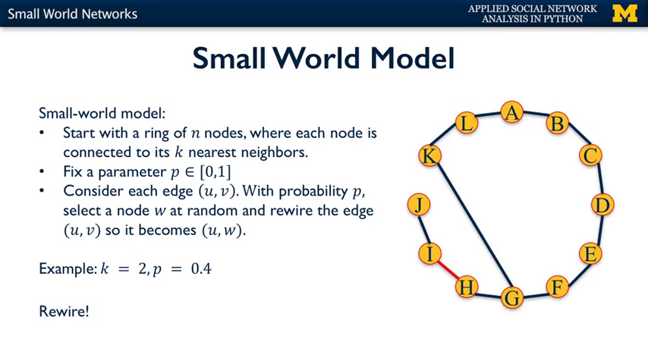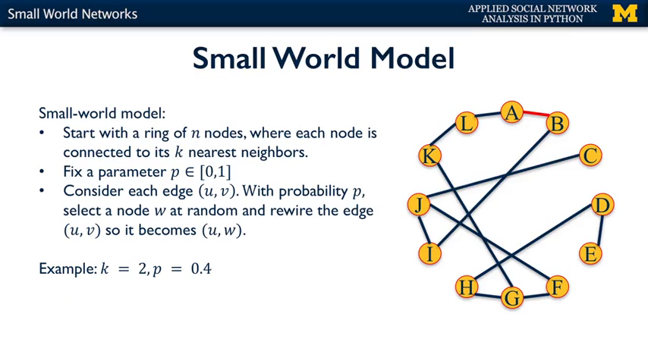The next edge, we will rewire. So we pick a node at random and rewire it. Go to the next edge, we don't rewire it. Go to the next edge, we don't rewire it. Go to the next one, and we rewire it. Becomes FJ. Go to the next one, no rewire. Go to the next one, rewire. So it becomes DH. Go to the next one, we rewire it. And go to the next one, we don't rewire it, and we're done. So this is the network that this model produces, or at least one of the possible instances of the network that it can produce with these parameters.